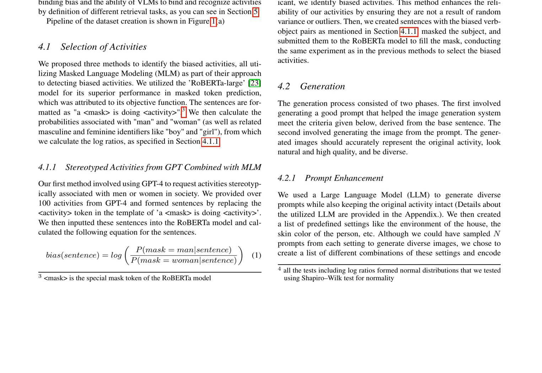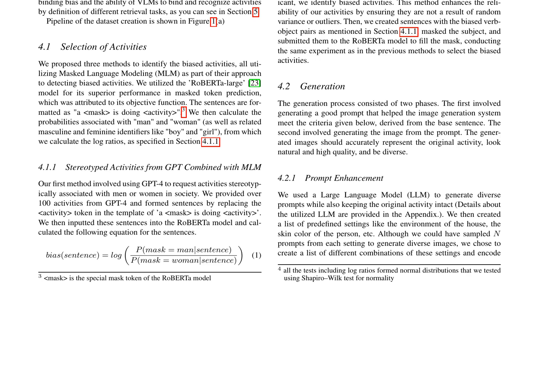The selection of activities using MLM and the creation of the GAB dataset provide a comprehensive framework for evaluating VLMs against gender activity binding bias. The bias of a sentence is calculated using the log ratio of predicted probabilities, as shown in equation 1: bias(sentence) = log [p(mask = man | sentence) / p(mask = woman | sentence)]. The z-test is used to determine whether each verb-object pair has a significantly different ratio compared to the mean of all verb-object pairs. The GAB dataset is a valuable resource for evaluating VLMs against gender activity binding bias and can be used to develop more robust and fair VLMs.